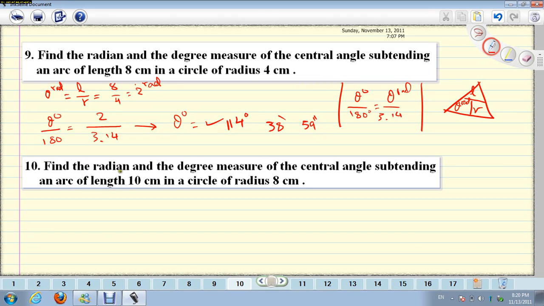Okay, exercise 10. Find the radian and degree measure of the central angle obtained by arc length 10 in a circle of radius 8. Same question, I'm sorry. Again, theta rad equals L over R, which is 10 over 8. The answer will be 5 over 4 rad. Now I'm gonna convert it to degrees using the same rule here. So theta degree will be equal to 71 degrees, 39 minutes, and 21.78 seconds.